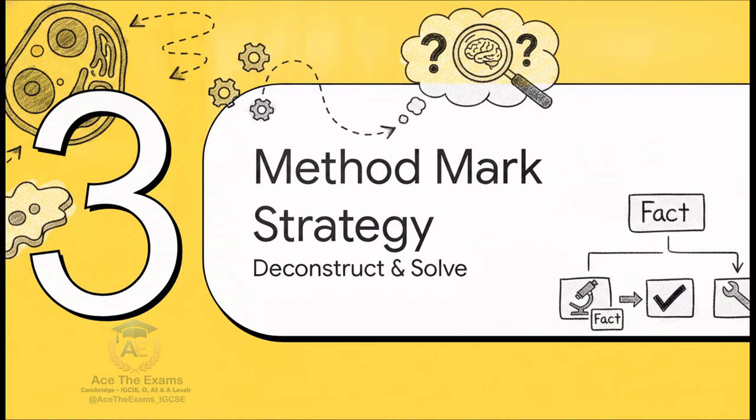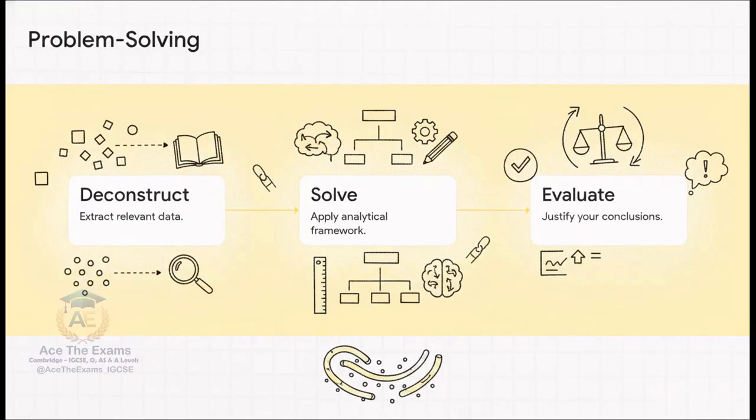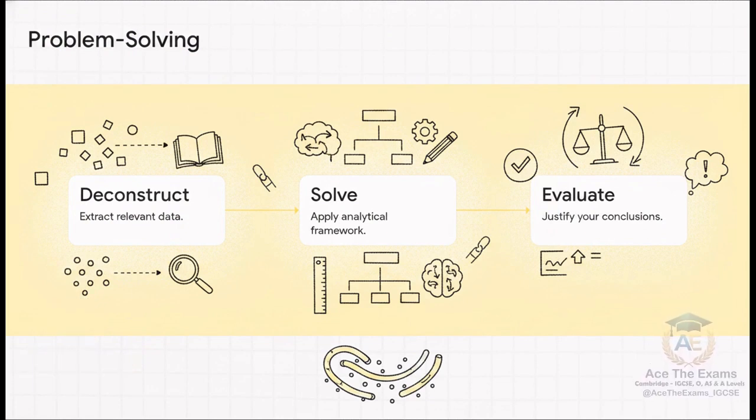Which brings us to the method mark strategy: deconstruct, solve, evaluate. In Cambridge biology, marks are frequently awarded for your process, meaning your systematic approach is just as important as the final fact. This is the standardized sequence that literally rescues us from writing vague 0-mark answers. Here is our step-by-step problem-solving pipeline. Step 1, deconstruct the question and extract relevant data from the stimulus materials provided. Step 2, select an analytical framework, break the problem into logical steps, and execute it with very clear working. And Step 3, check for reasonableness, evaluate your findings, and justify your conclusions. It forces logical reasoning every single time, pushing us way past superficial memorization.